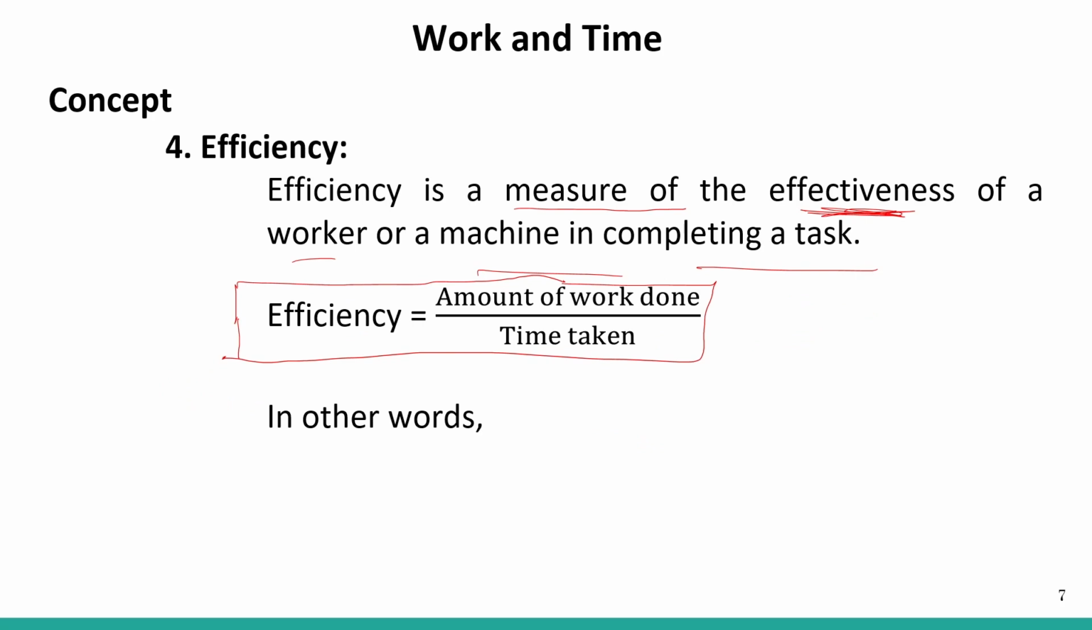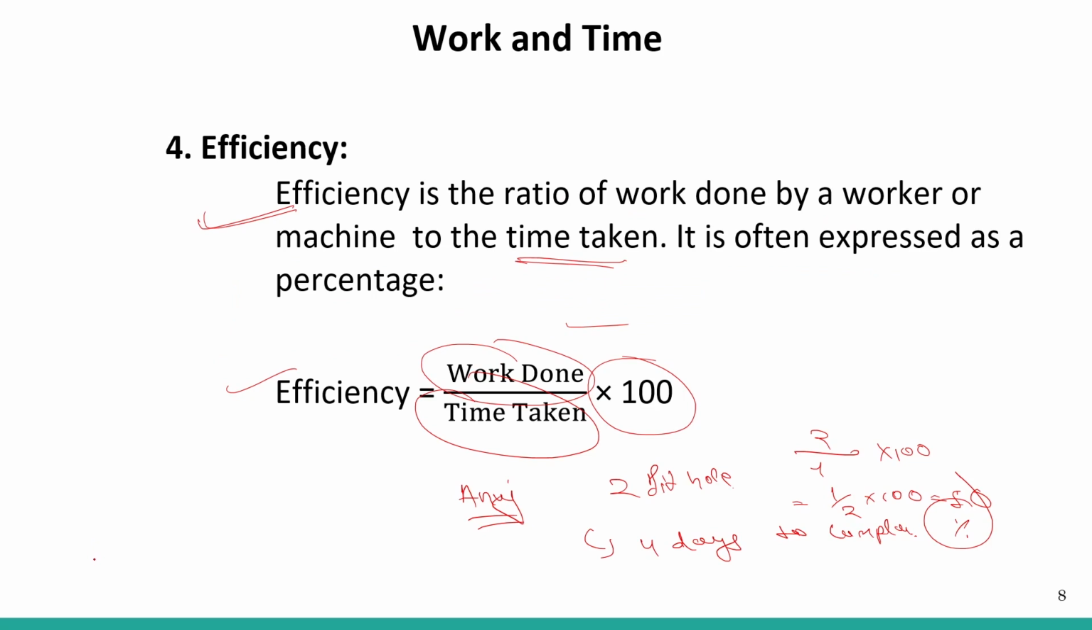So what is efficiency? Efficiency is a measure of effectiveness. It is a measure of the effectiveness of a worker or a machine in completing a task. In other words, efficiency is equal to the amount of work done by time taken. So efficiency is the ratio of work done by the worker or machine to the time taken. It is often expressed in percentage. So efficiency in percentage is equal to work done by time taken into 100.